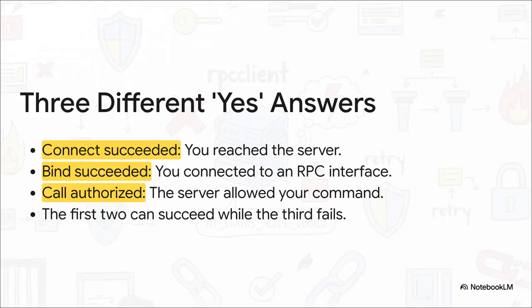And here's what's happening behind the scenes. You're actually getting 2 yes answers before you get that big no. Yes, you connected to the server. Yes, you connected to a specific RPC interface. But you're failing on that crucial third step, getting your actual command authorized. That's that permission boundary in action.